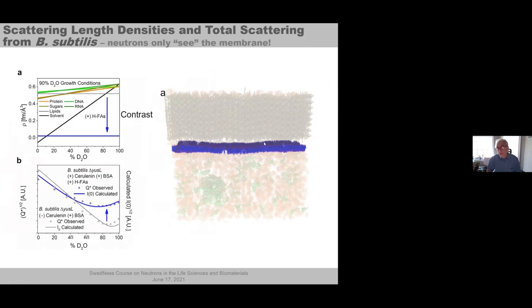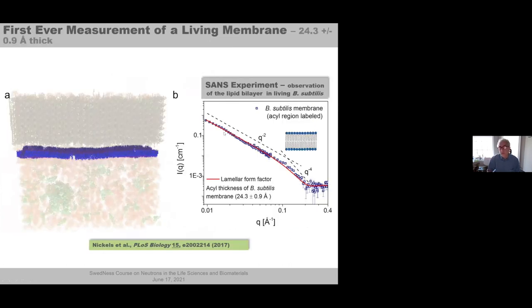We now effectively have everything opaque except for the membrane, we hope. And when you do those experiments, you find a beautiful curve that resembles something from a model system, because you now have all of these bacteria that are opaque except for their membranes. Their membranes are two-dimensional sheets, and you could fit that with a Q to the minus two. And then it falls into that short drop-off, which is the membrane thickness.